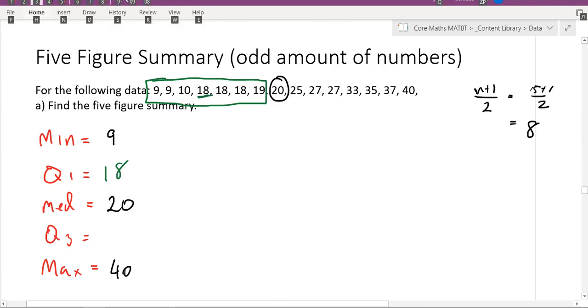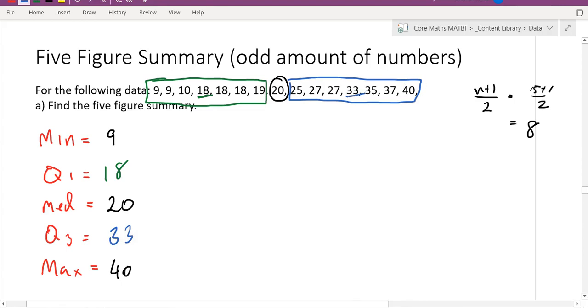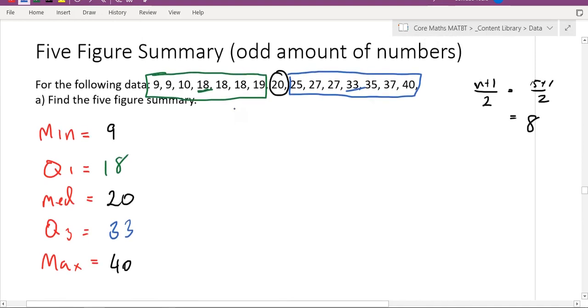And then the next one, Q3, same thing, it's the middle of the upper half, but you do not include the median. So what's the middle number here? 33. There is my 5-number summary to represent my data. Okay, that's all you're doing for your 5-number summary.